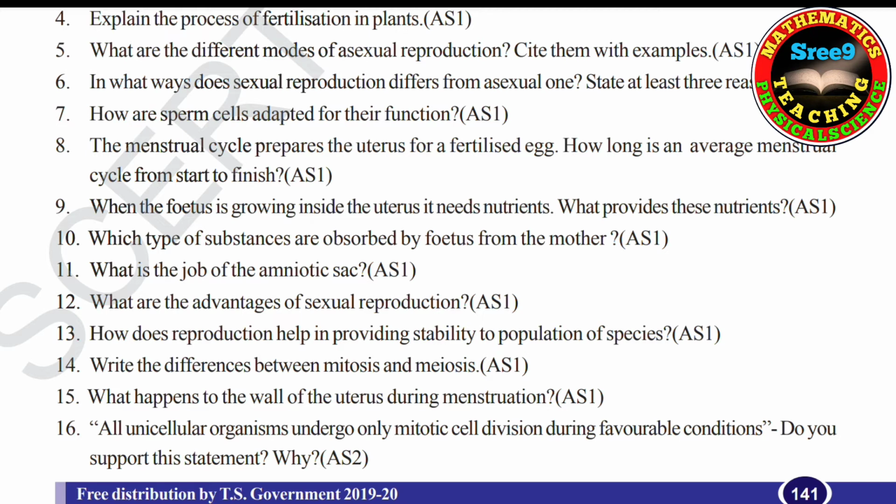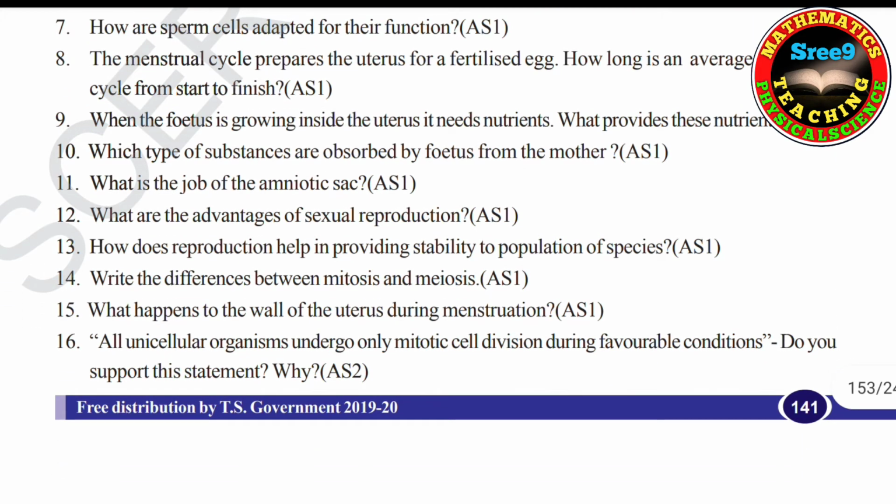Yes, coming to the 11th one. What is the job of the amniotic sac? Important, very important. Okay, coming to what are the advantages of sexual reproduction is also important. Yes, coming to the 14th, which is very, very important. Write the differences between mitosis and meiosis. This is a very important essay type question.